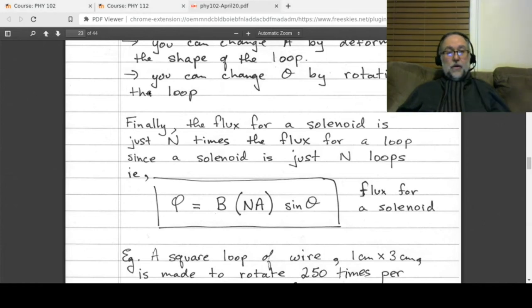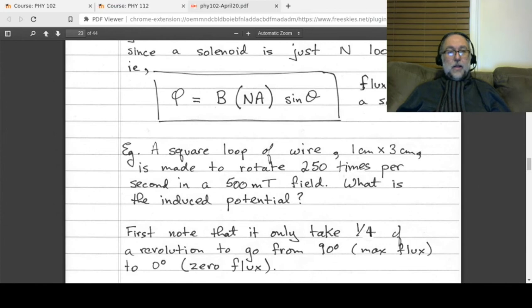Okay, now we're ready to do a problem here. There's no reason why the loop of wire has to be a circle. If it is, then its area would be pi r squared. But it can be a square, or actually a rectangle. I said square here, but a rectangle. So I have a loop of wire, and it's going to be 1 centimeter on one side by 3 centimeters on the other side. And this loop is made to rotate 250 times per second in a 500 millitesla field, okay? And I want to know what is the induced potential, all right?